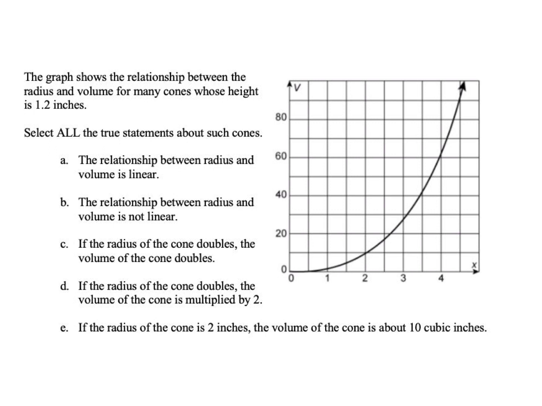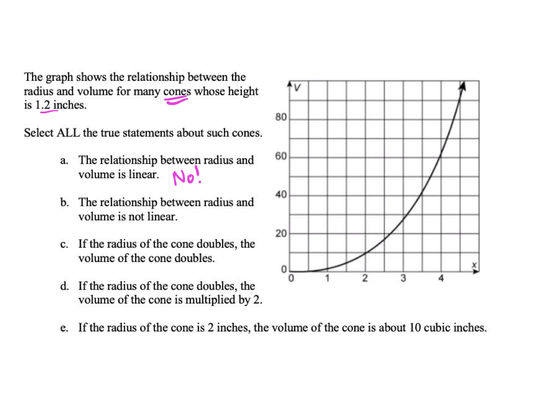So here's the reason why I brought up that swoopy line itself. This graph shows a relationship between a radius and the volume of many cones. This is a cone whose height is 1.2 inches. And it says select all of the true statements. So the relationship between the radius and volume is linear. On A, is this linear? No, it is not. It does not make a straight line.